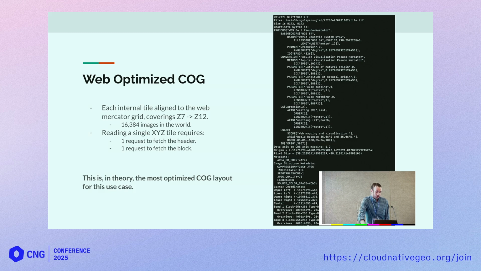And the important thing to call out about web-optimized COGs is that it takes a single request to fetch the header, generally, to fetch the first 32 kilobytes of the COG. And then it takes a single fetch to request the block, because the blocks are aligned with our XYZ tiles. So in theory, this is the most optimized COG layout that we can use for this tile server use case that we're building. There's the GDAL info on the right for provenance if you want to go back and look at it.